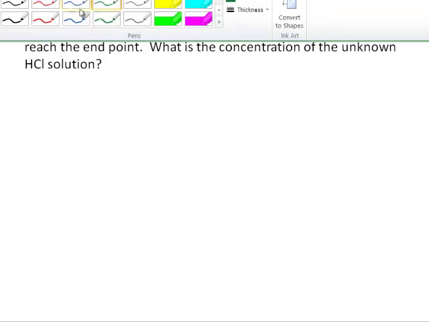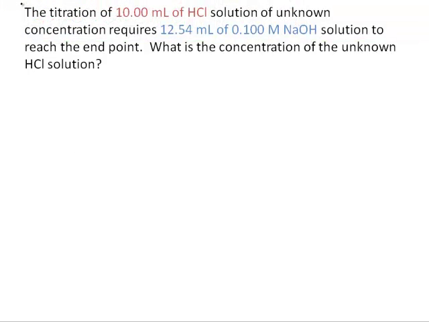Here we have a titration. We titrated 10 milliliters of an unknown HCl solution. It required 12.54 milliliters of a 0.1 molar sodium hydroxide solution. So we want to determine what's the concentration of our HCl solution. So the first thing we should do is write down our balanced chemical equation.